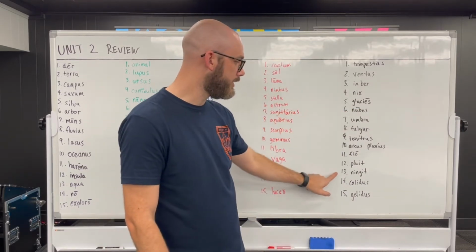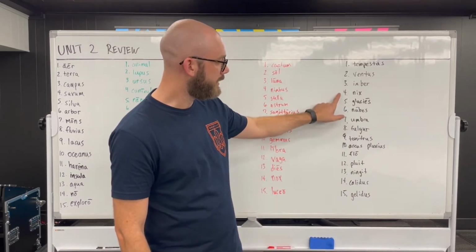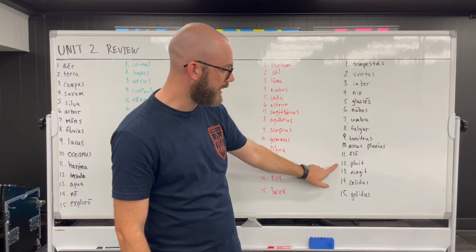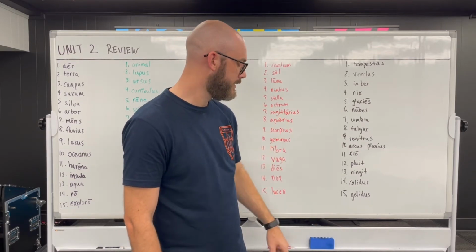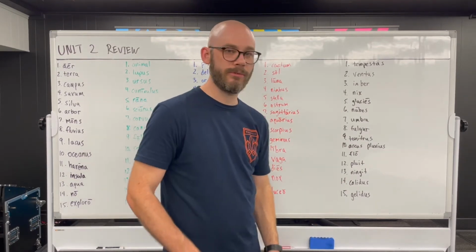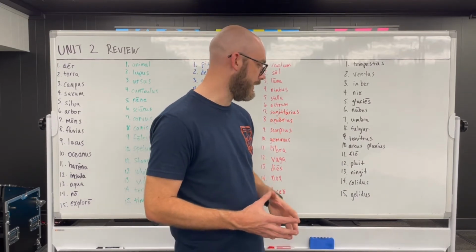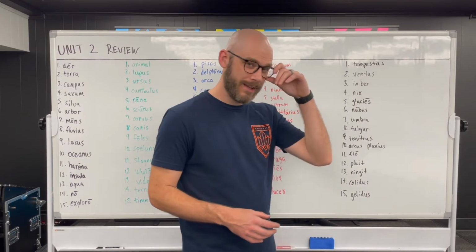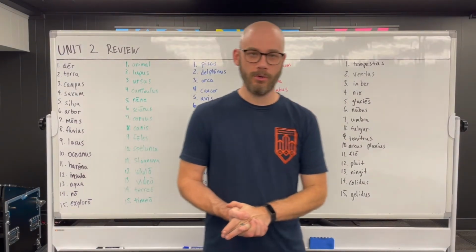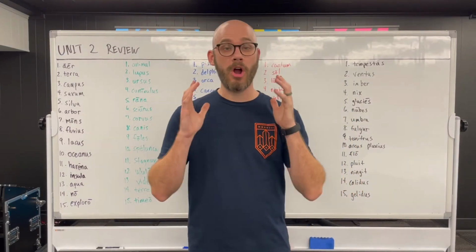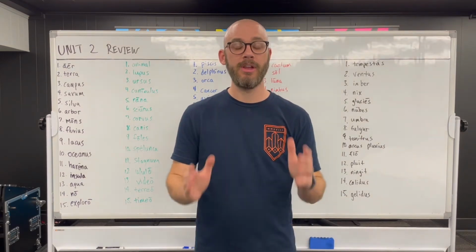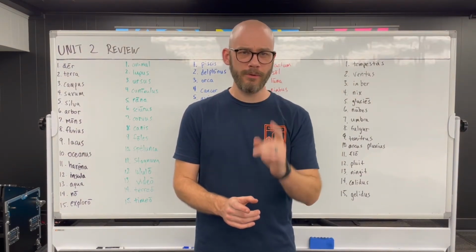It's raining. 13, ningit. From nix. It's snowing. It's not raining. Pluit, ningit. 14, calidus. Calidus, remember, means hot. Hot is calidus. And number 15, gelidus. Gelidus means cold.